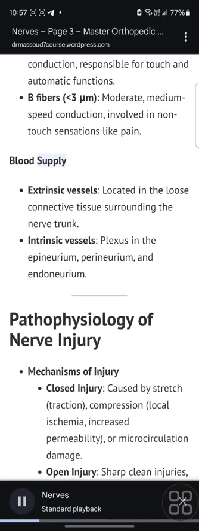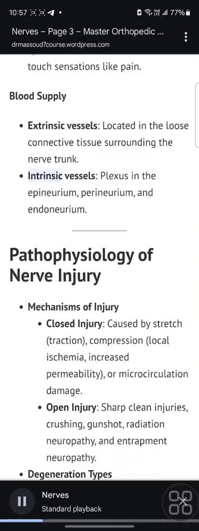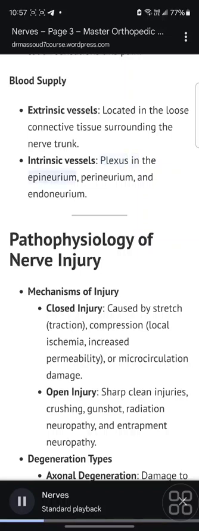Blood supply. Extrinsic vessels are located in the loose connective tissue surrounding the nerve trunk. Intrinsic vessels form a plexus in the epineurium, perineurium, and endoneurium.